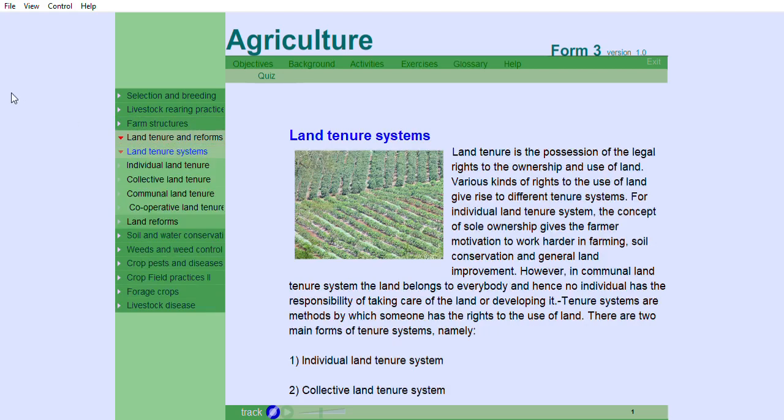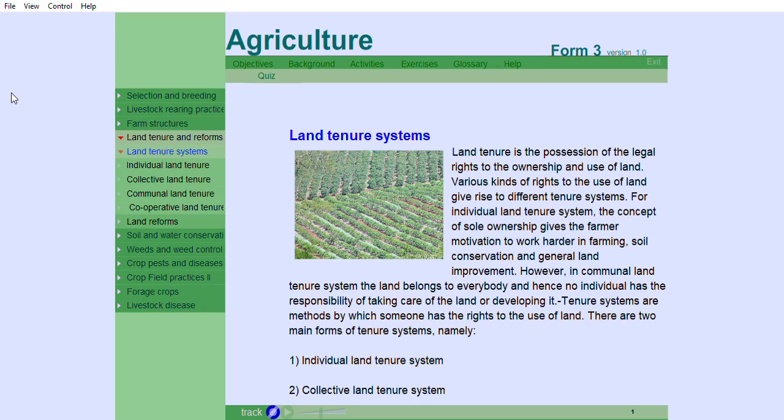Land tenure systems. Land tenure is the possession of the legal rights to the ownership and use of land. Various kinds of rights to the use of land give rise to different tenure systems. For individual land tenure system, the concept of sole ownership gives the farmer motivation to work harder in farming, soil conservation, and general land improvement.